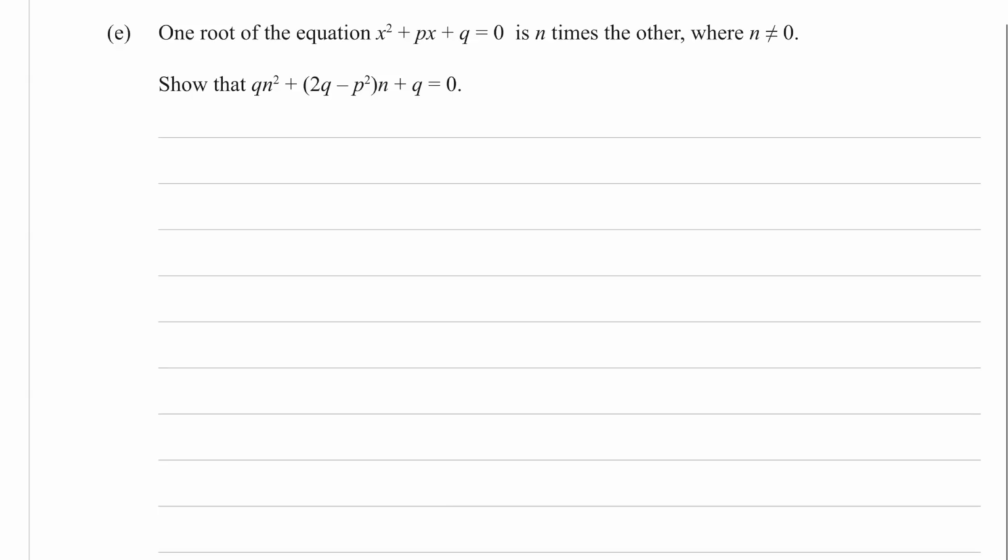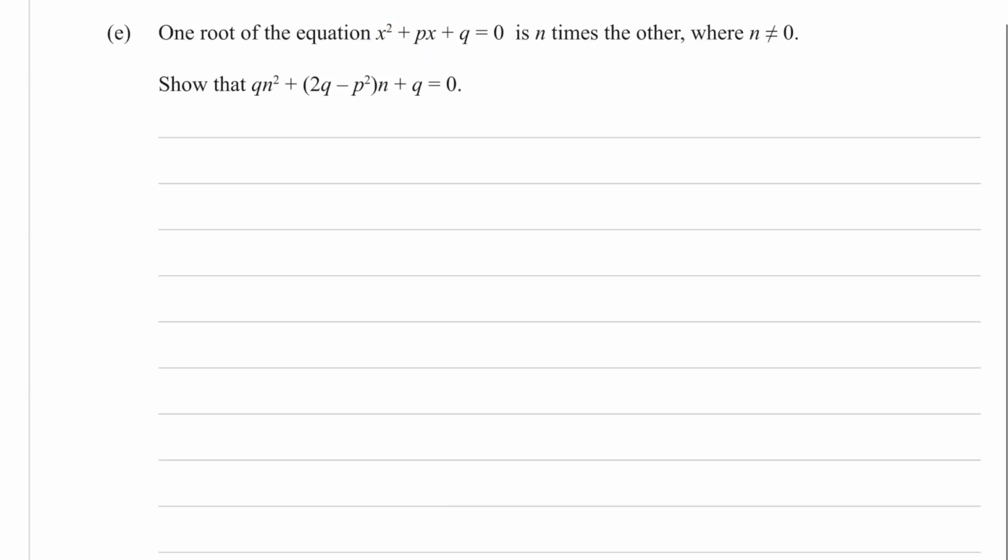One root of the equation x squared plus px plus q is equal to 0 is n times the other root. So n cannot be 0. So that's some information we're given about the roots of this quadratic equation. There'll be two roots. One of them is a factor bigger than the other. It could be twice as big, it could be 10 times as big. In this case, it's n times as big.